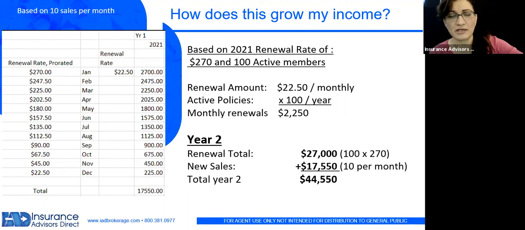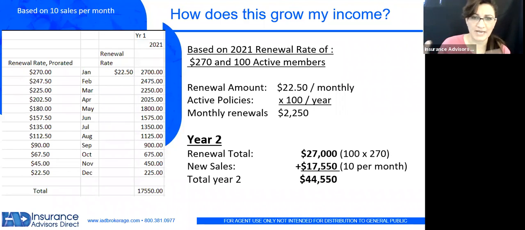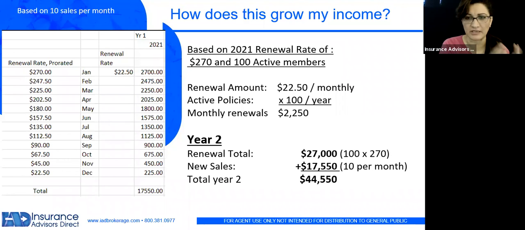So if you were to write consistently 10 apps a month, and it's an MAPD commission, whether it's a dual or a regular MAPD, it's still the same amount. You would add that up. And so if you did 10 a month, the bottom number is the 17,550. That is what you would get for that first year. Say that is your first year income.